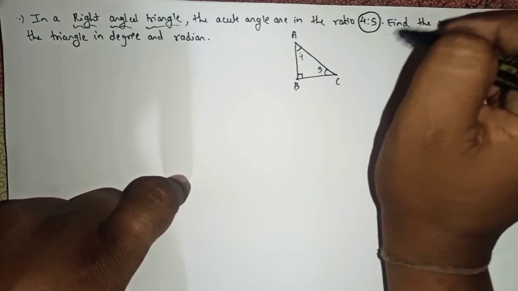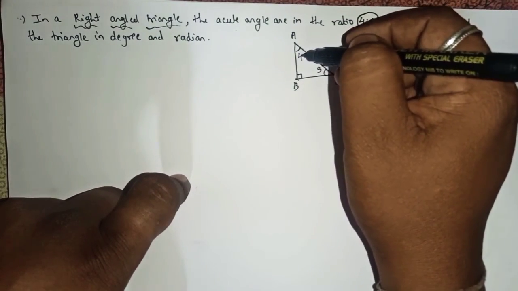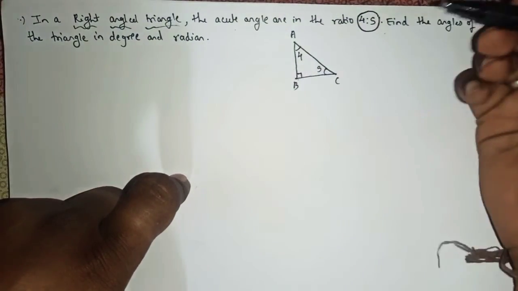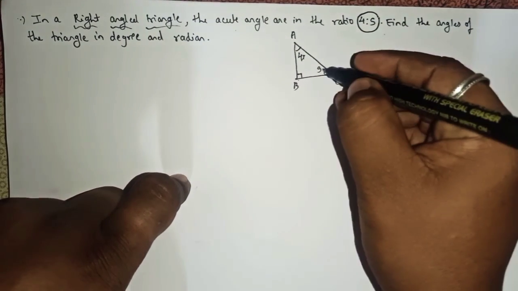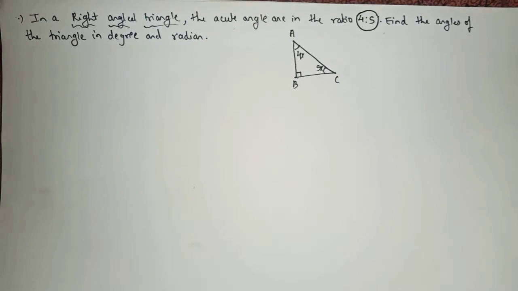To convert it into the actual answer, we'll consider, let the common multiple be x. So this angle will be 4x, and this angle will be 5x. Because the sides or angles of any triangle or quadrilateral cannot be in ratio. Whenever it is in ratio, actually it is not an actual answer.